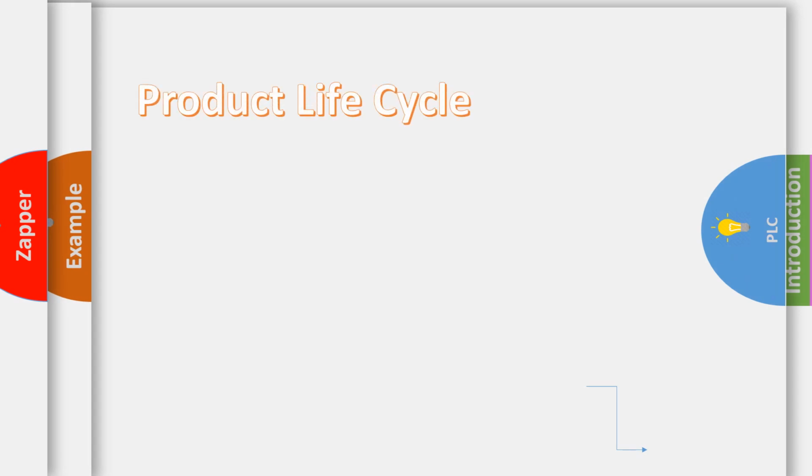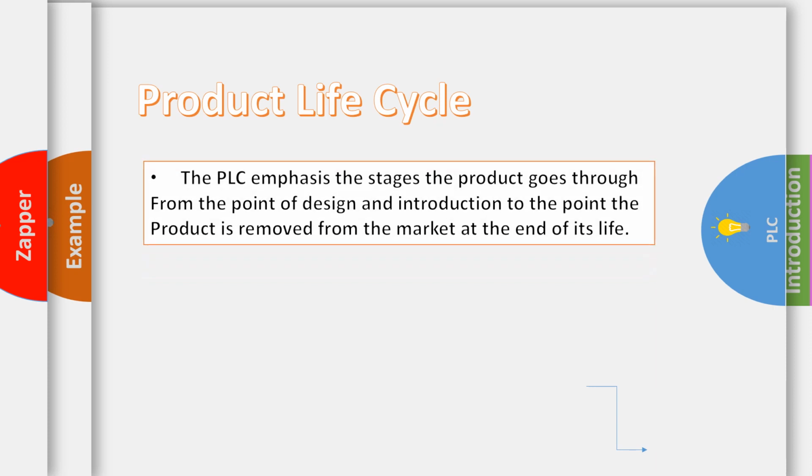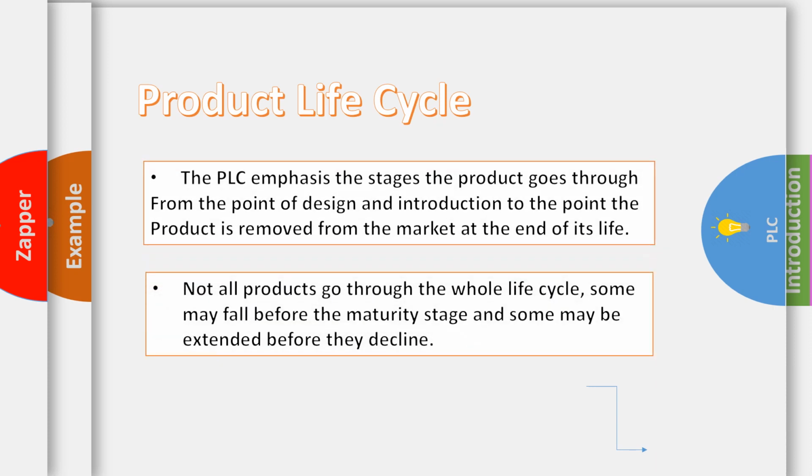So what is the product life cycle? The product life cycle emphasizes the stages the product goes through, from the point of design to the point that you decide to divest or get rid of or remove the product or the group of products from your company. Not all products go through the whole of the life cycle, so some may fall way short, some may stay longer in the maturity stage, so it doesn't always normally follow the standard path of the product life cycle. So now we're going to look at the different stages of the product life cycle.